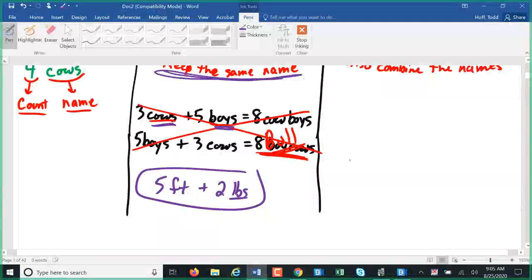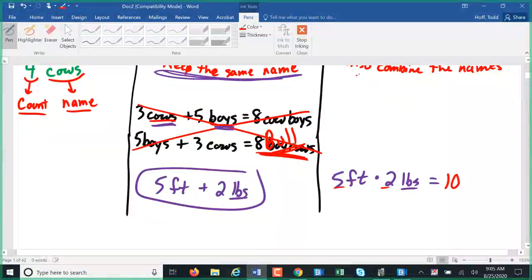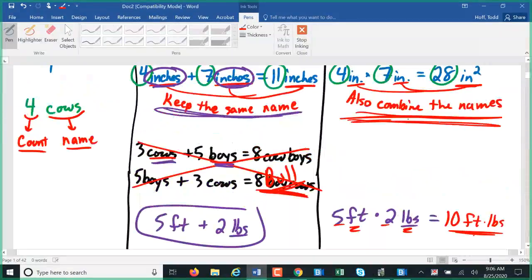Now, on the other side, for multiplication and division, we don't need the same name. If I have 5 feet times 2 pounds, I am going to combine the counts. 5 times 2 is 10, but I also combine the names. Feet times pounds is foot-pounds. For those of you in automotive, that's a unit of torque. Talk about engine torque and torquing down head bolts and stuff like that to a desired amount of pressure. That's a legitimate unit. That's a perfectly fine calculation. In structures, that's a unit for the bending in the beam and a moment on a structural member. So that gets done a lot. When we multiply or divide, we do not need the same name because we're going to combine the names.